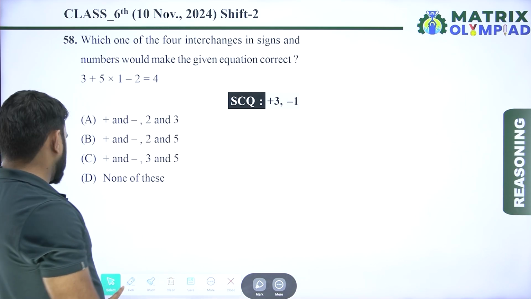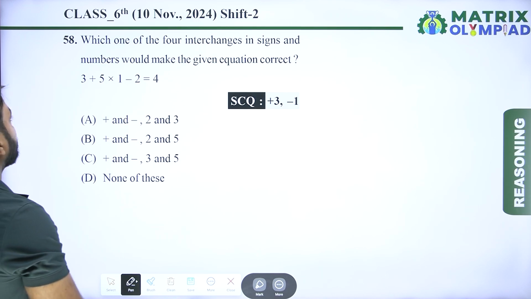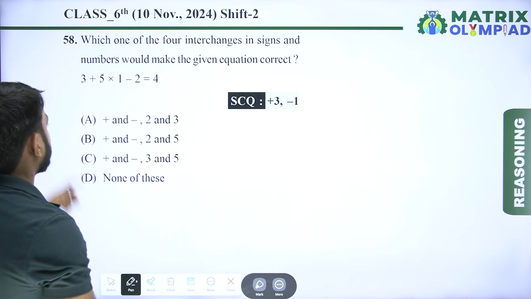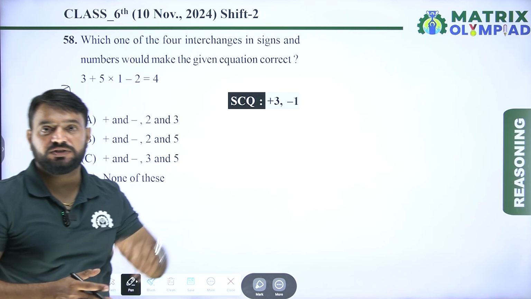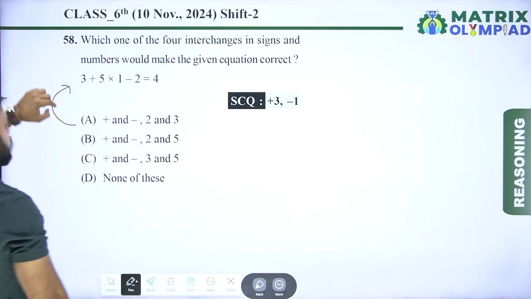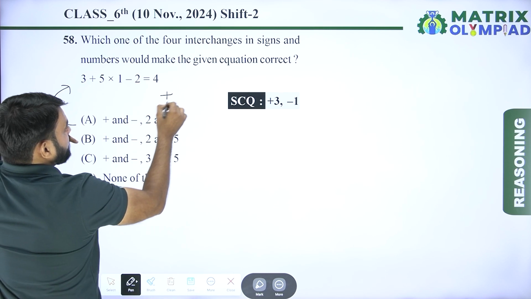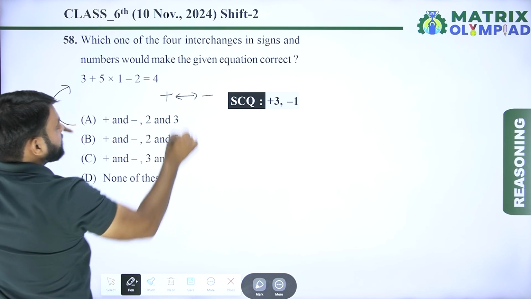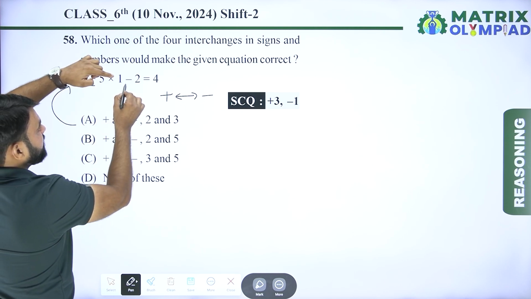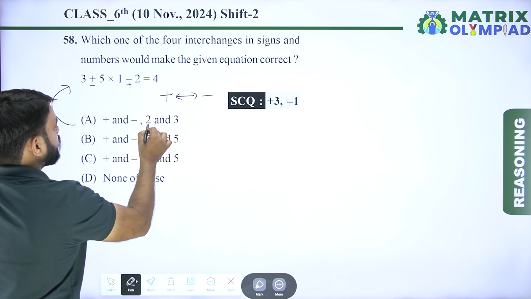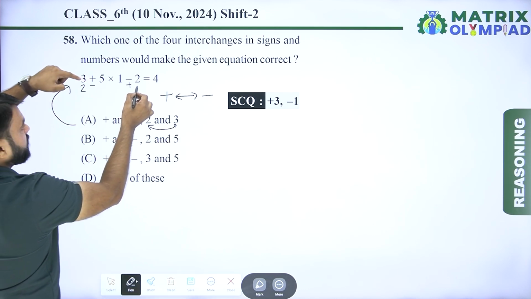So now the next question is question number 58. Which one of the four interchanges in sign and number would make the given equation correct? In such questions, put the option in the equation and then check which one will follow correctly. So according to option A, interchange plus and minus. So plus becomes minus and minus becomes plus. And 2 becomes 3 and 3 becomes 2.